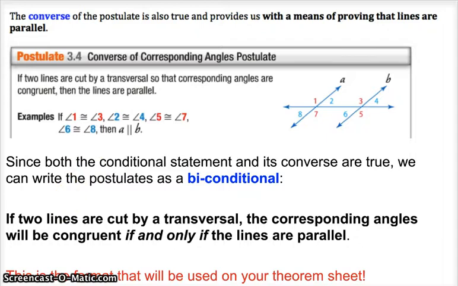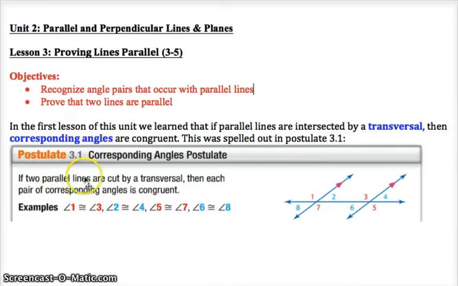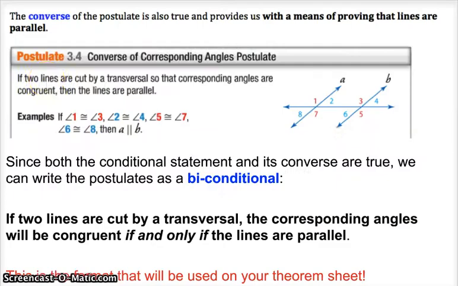But since we had both the forwards way, if two parallel lines are cut by a transversal, then the angles are congruent, and this one, if you've got corresponding angles that are congruent, then the lines are parallel, we're going to write this as a biconditional. This is one of those times, and we have a bunch of these today, when the original and the converse are true, so we can zip them together kind of like this. If two lines are cut by a transversal, the corresponding angles would be congruent if and only if the lines are parallel.